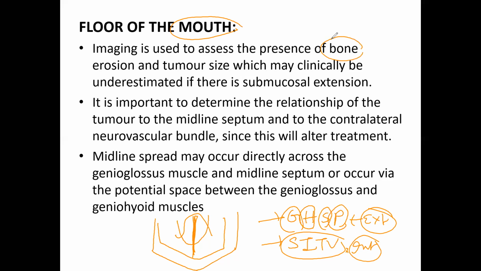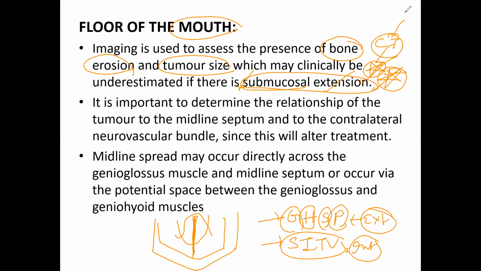Once again, imaging is for bony erosion and tumor size. Because of submucosal extension, you may not be able to see it completely. That is a submucosal extension that you can have. So that should be done along with CT or MRI, and you will be able to see that.